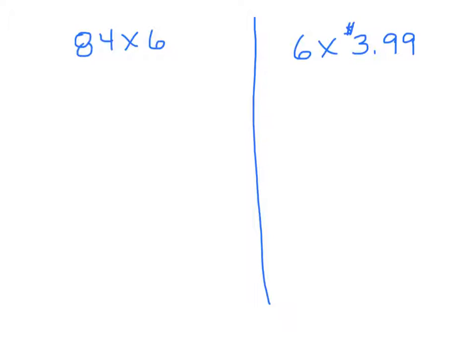So let me just give you a couple of practice problems to do before ending this video. On the left-hand side, I have 84 times 6, and I would like you to use the distributive property of multiplication over addition to solve that particular problem. On the right-hand side, I have 6 times $3.99, and I would like you to use the distributive property of multiplication over subtraction to solve that problem. So if you would pause this and go through and do those, and then turn this back on again, and you can just check your answers with mine.